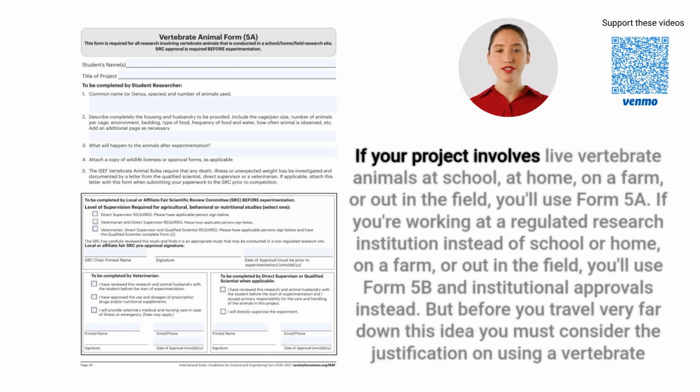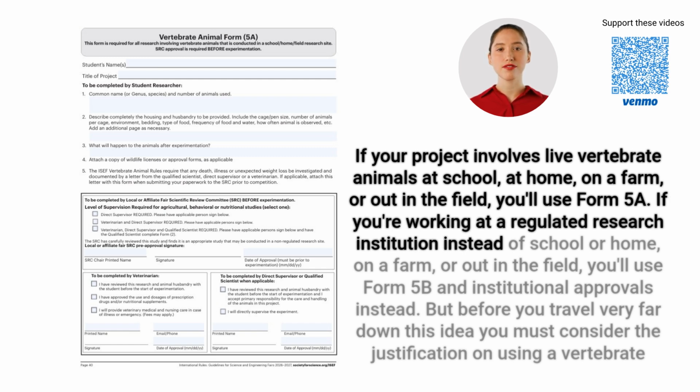If your project involves live vertebrate animals at school, at home, on a farm, or out in the field, you'll use Form 5A. If you're working at a regulated research institution instead of school or home, on a farm, or out in the field, you'll use Form 5B and institutional approvals instead.